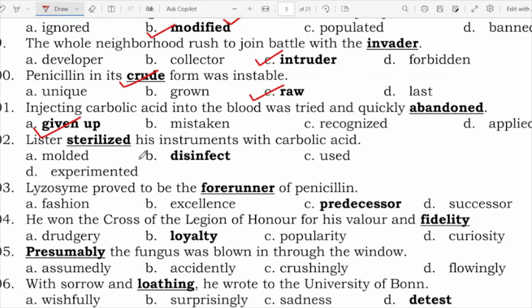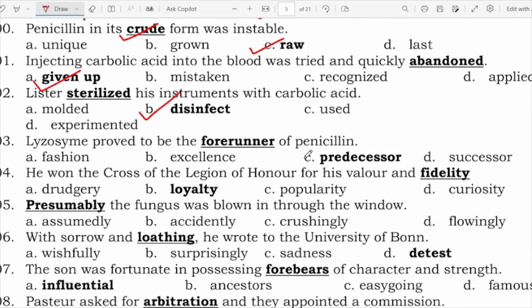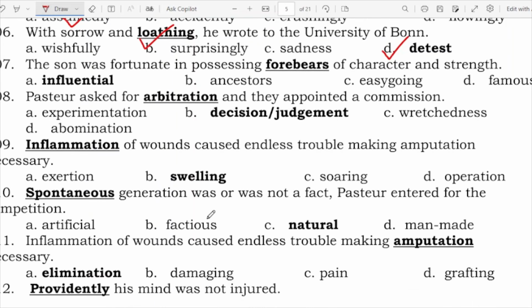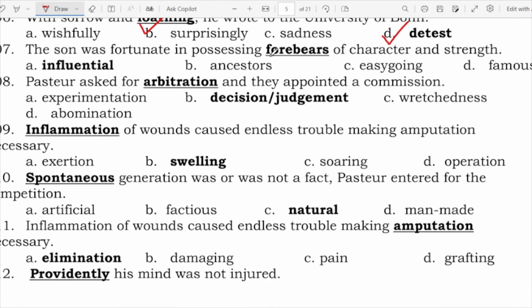Lister sterilized, disinfected, without any germs. Forerunners, that is the predecessors. He won the Cross of the Lion, fidelity means loyalty. Presumably, that is assumedly, supposedly, and with sorrow and loathing. Loathing means detest, disdain, hatred. The son was fortunate, very lucky, to possess forebears, that is ancestors, of character and strength.